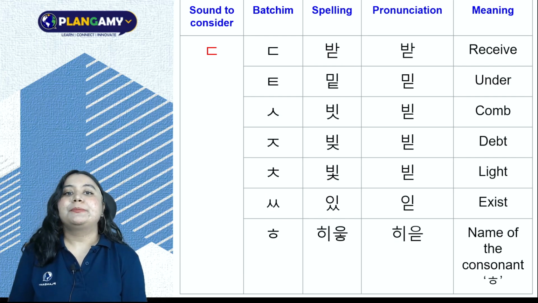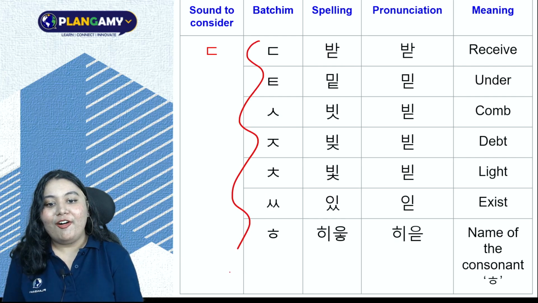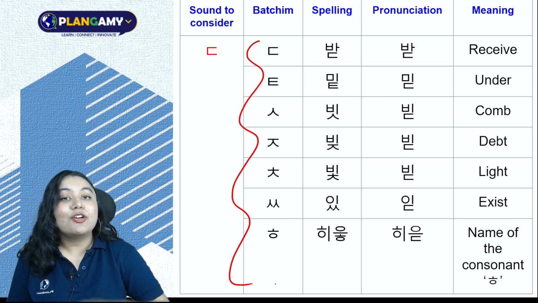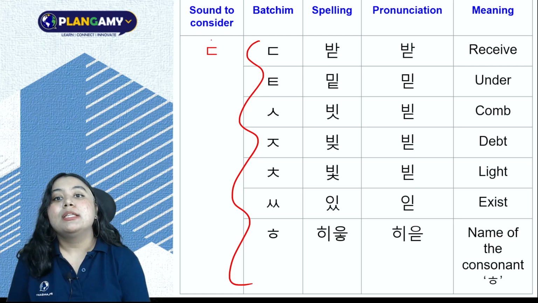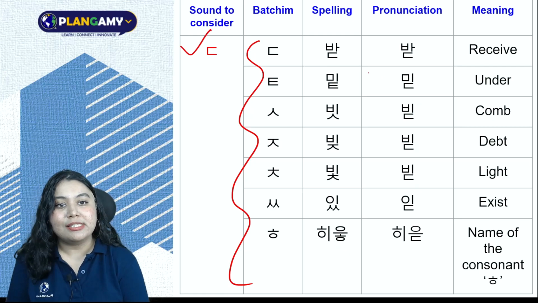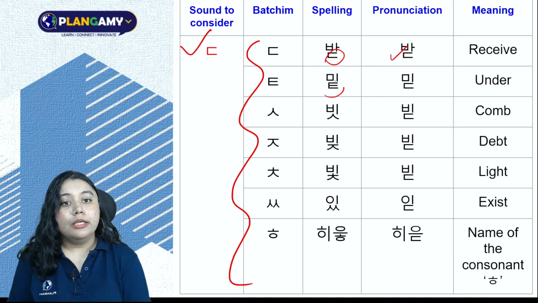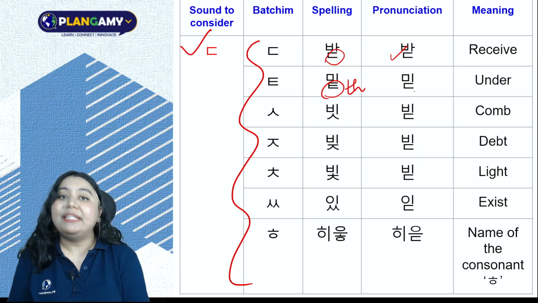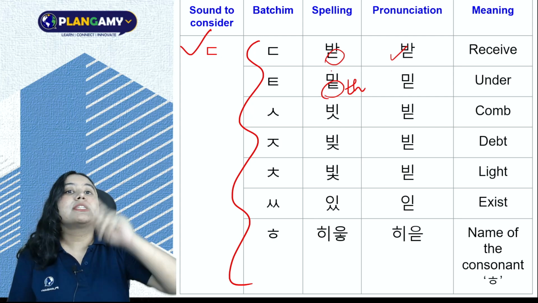Next group. This is a tall order. Whenever all of these consonants are appearing as bhachim, the sound always turns to dh. Let's see the examples. Bhad, no change, bhad. Here it should be mit, but pronunciation is midh. I'll write mit, but pronunciation is mid.